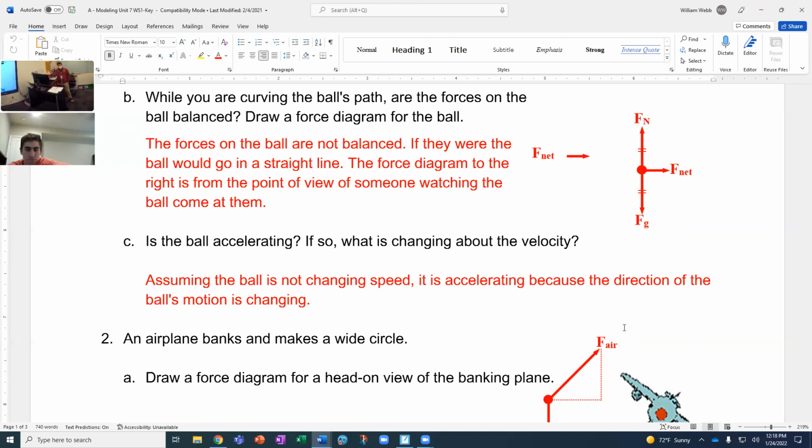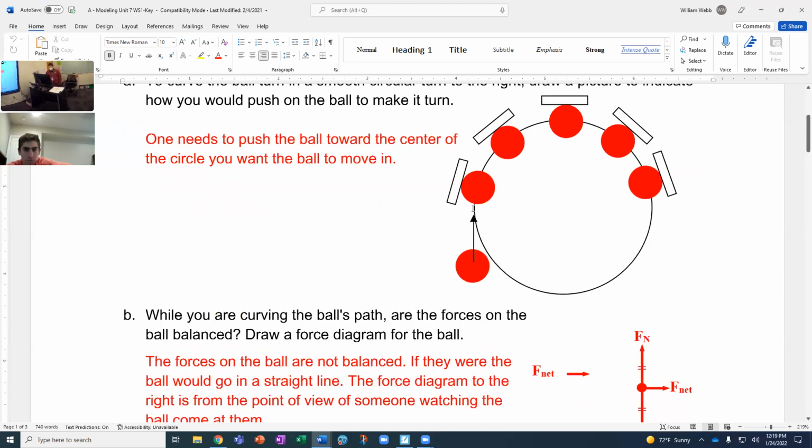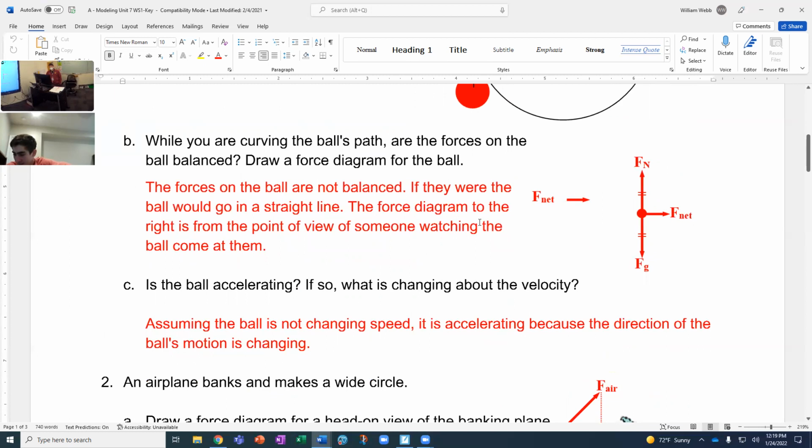But to curve along that path, there has to be a force pointing into the middle of the circle. So this free body diagram would be like, on this side of the circle, where if we're looking at the ball from the side, weight is down, normal is up, and there's an inward-to-the-center-of-the-circle net force. In this case, the net force is centripetal.